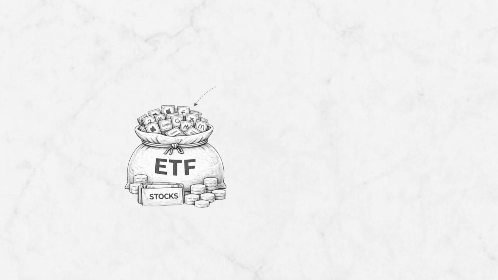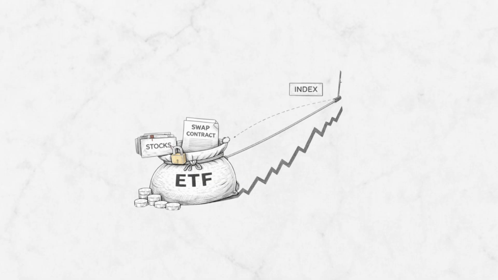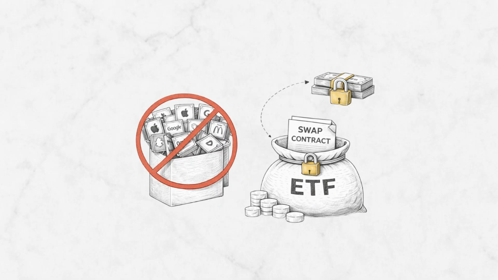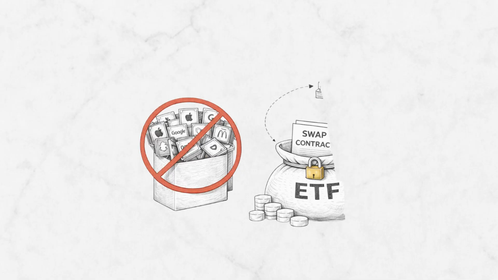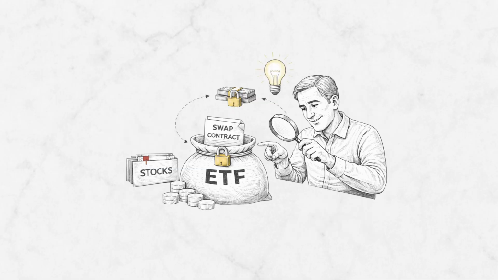Now swap-based ETFs. Swap-based means the ETF uses a derivative contract, called a swap, to replicate the index performance, instead of holding the underlying securities directly in the same way. These ETFs are regulated in Europe and they can work well. But for beginners, I generally recommend staying away from swap-based ETFs unless you truly understand what you're buying.